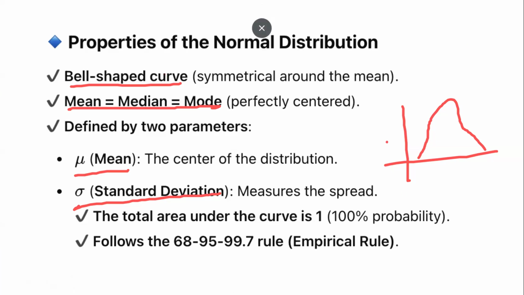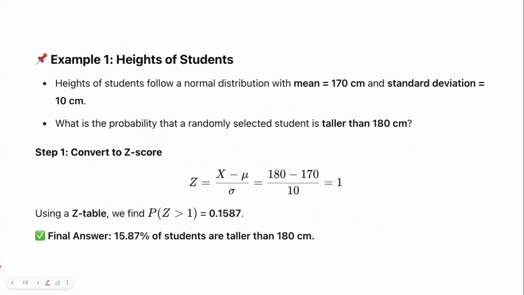Now, can you guys see my PPT? I'm moving to the next slide. So let's try to solve a quick example that is again related to the height of students. We have the height of students following a normal distribution, with a mean of 170 centimeters and standard deviation 10 centimeters. Now I want you to tell me what is the probability that a randomly selected student is taller than 180 centimeters. First of all, we will calculate the z-score for that.